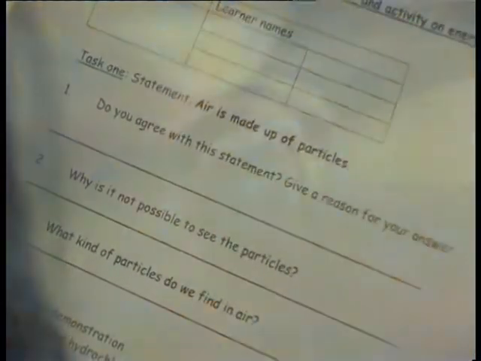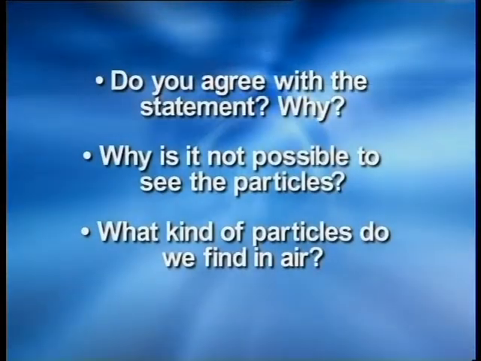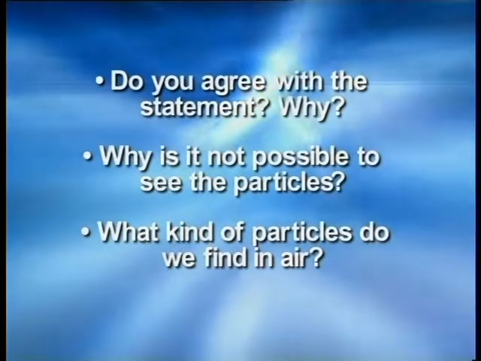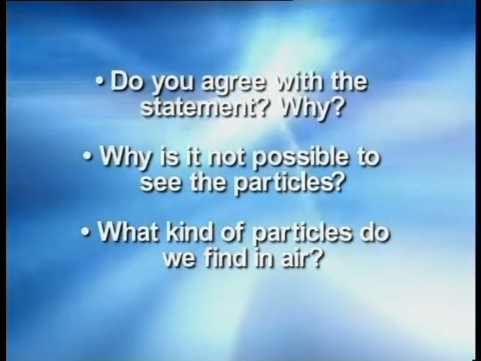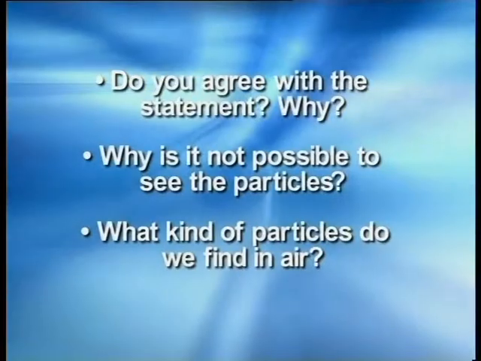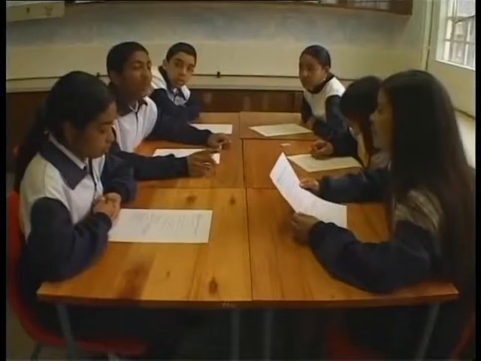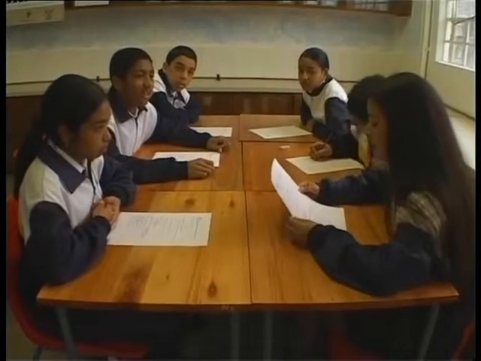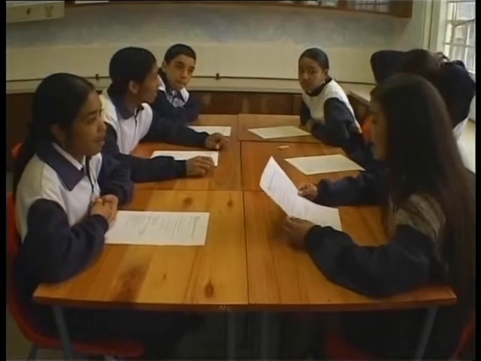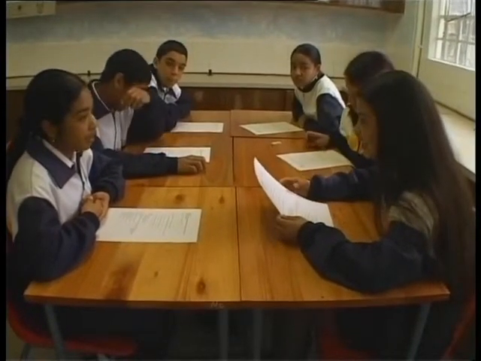The questions are, do you agree with this statement and why? Why is it not possible to see the particles? And what kind of particles do we find in air? There are particles in the air, it's just that it's minute, we can't see it. What type of particles do we find in air? We find dust in air because they are very small particles.